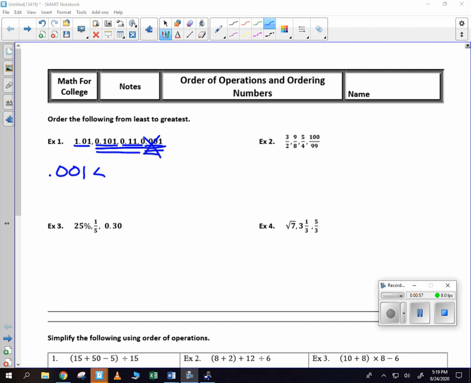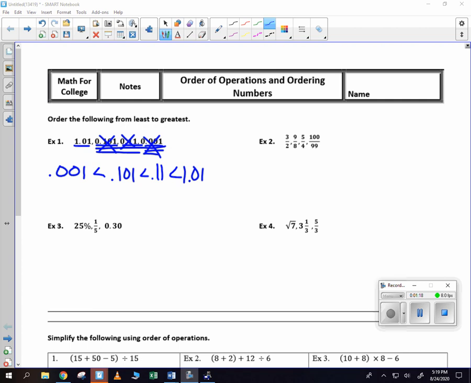Then out of these two, which one's smaller? Well, this one is a 10, this one's an 11. So you have the 0.101, and then we've got the 0.11, and then we've got the 1.01. So those are, in fact, the correct order for least to greatest.